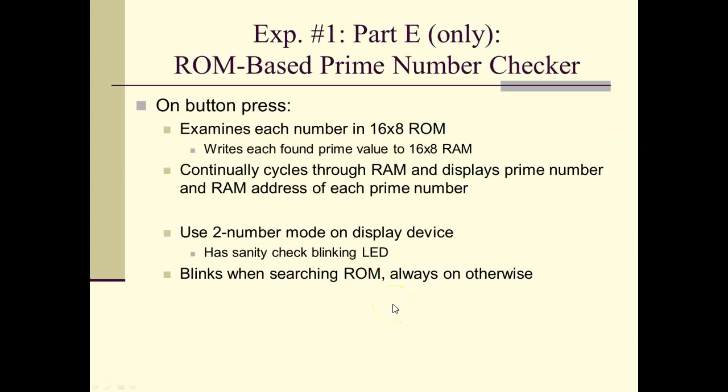So Part E is essentially, there's a ROM that has numbers in it, 8-bit unsigned binary numbers. You're going to evaluate each of those numbers. If those numbers are a prime number, you're going to write them to a RAM. Eventually, once you step through all the numbers in the ROM, you are going to continuously display the prime numbers that you found.